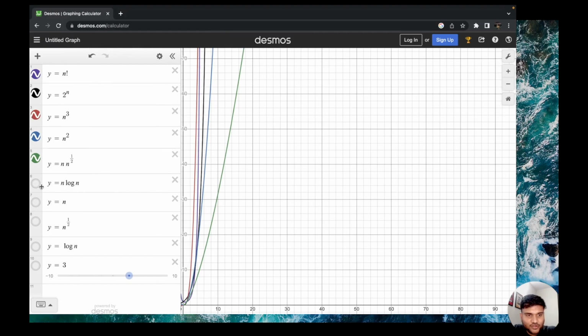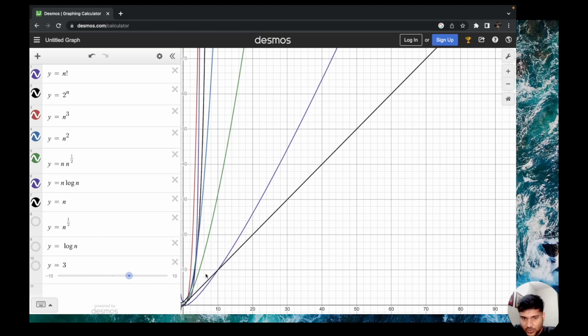Then after n root n, an even better one is n log n. You can see n log n. This line is even better, even closer to the x-axis. Then y is equal to n. It initially performs a bit badly with respect to n log n, but later it becomes better than n log n. Just think about it, right?